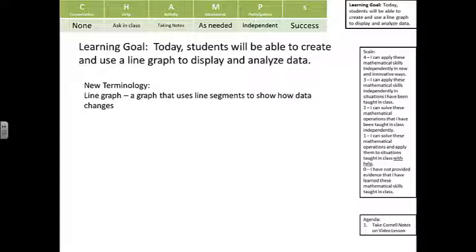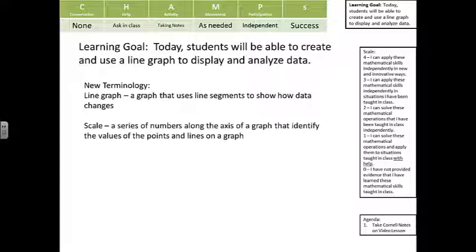Line graphs are often used in order to show changes over time. And so we'll talk about that a little bit when we do our example. We're going to label the axes with the values that the points are going to represent on our line graph. And when we do that, we're going to call that our scale. You'll remember when we did our coordinate grid, we had a scale and it went from 0 to 10.